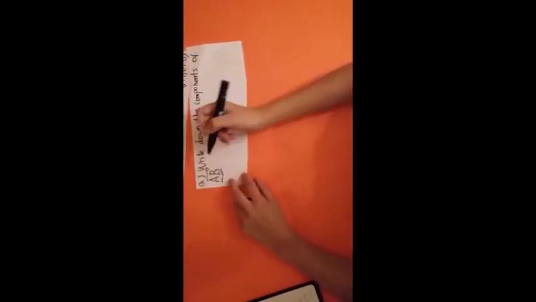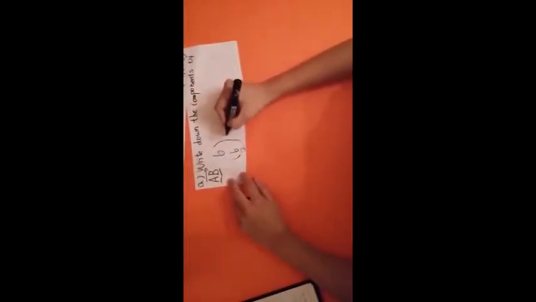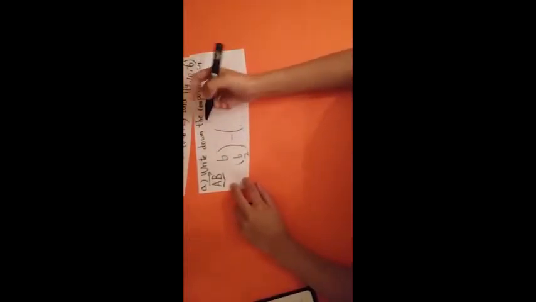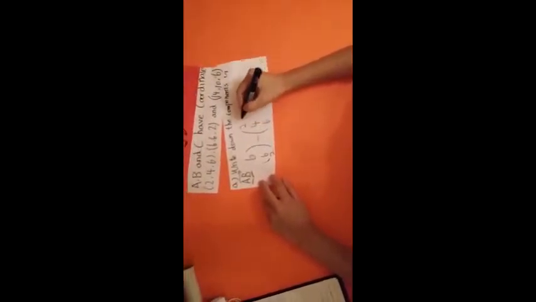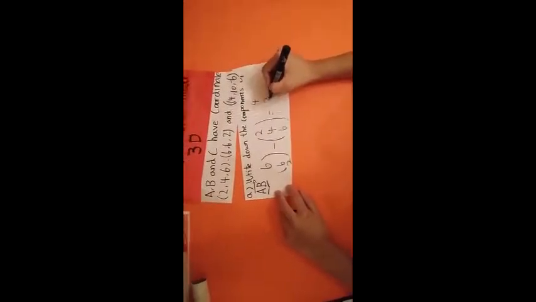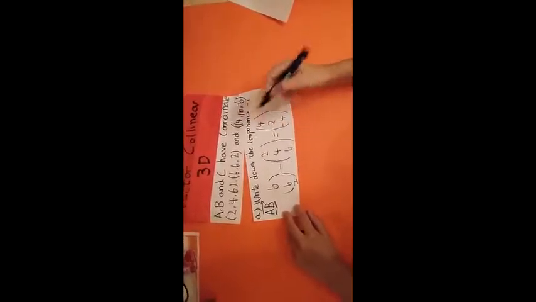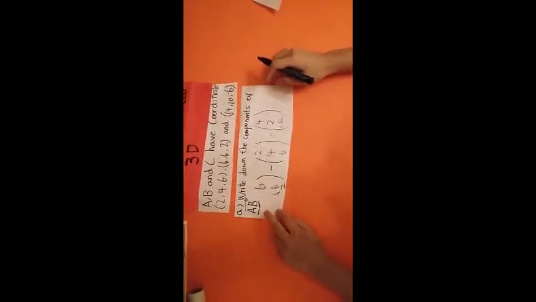To find the component of AB, to find the vector AB, you need to take the B, the second vector, take away the first one. And our B vector is (6, 6, 2) minus the A vector, which is (2, 4, 6). 6 take away 2 gives us 4, 6 take away 4 gives us 2, 2 take away 6 gives us minus 4. And here we have the component of AB.